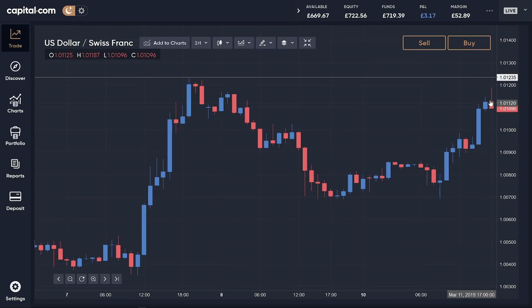So we've seen the market try to push higher and turn around during this hour. So again, one strategy would be selling into here with a stop loss above that recent high. Let's see what happened next.